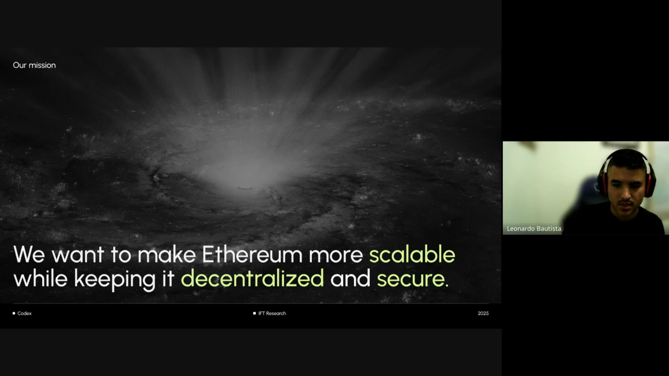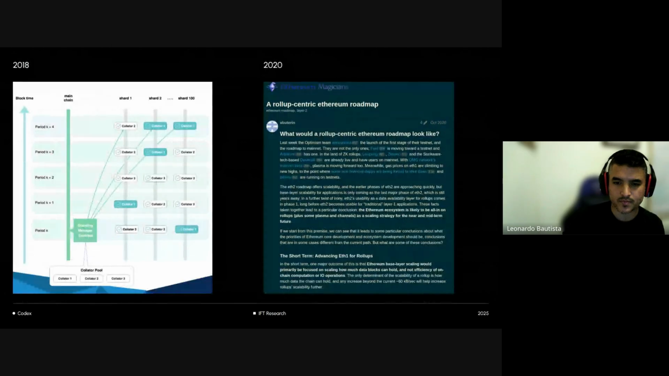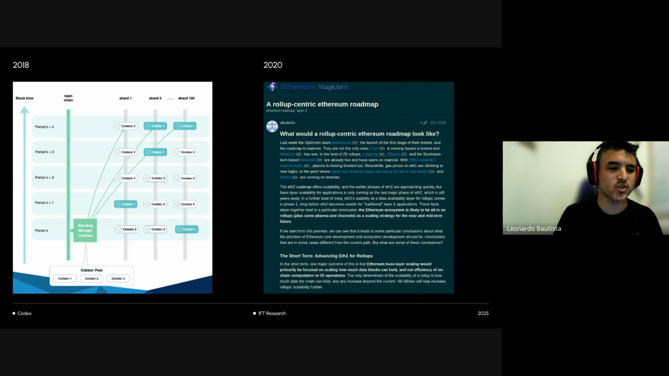That's more or less the objective of all this research. So in 2018, there was this vision of sharding that was proposed. I was at the workshop in Taipei where Vitalik and others presented this idea. This turned out to be a really difficult thing to implement in a couple of years.